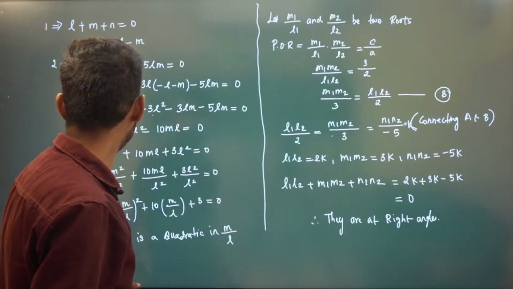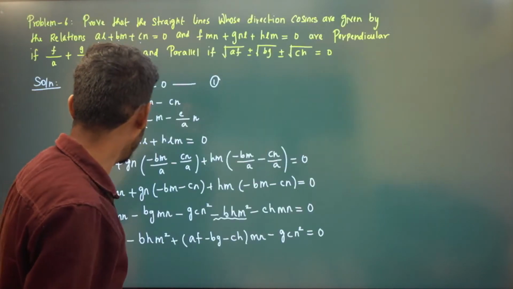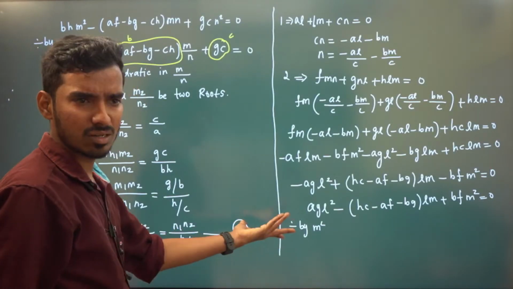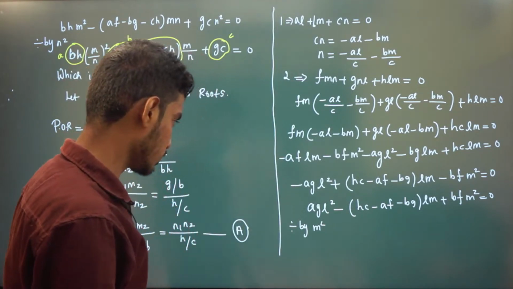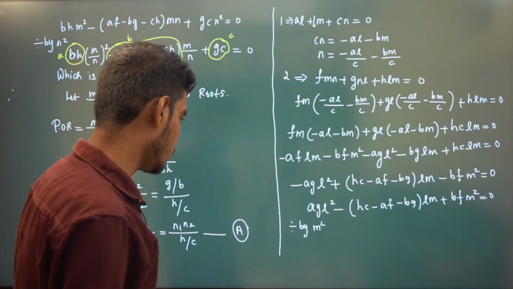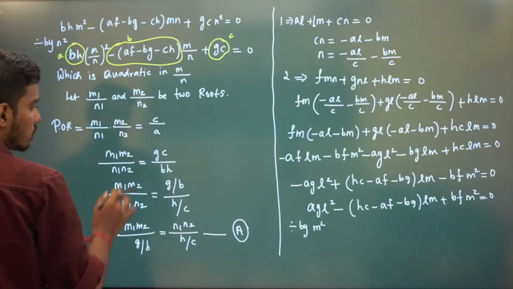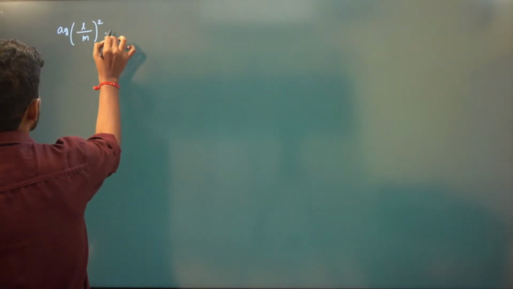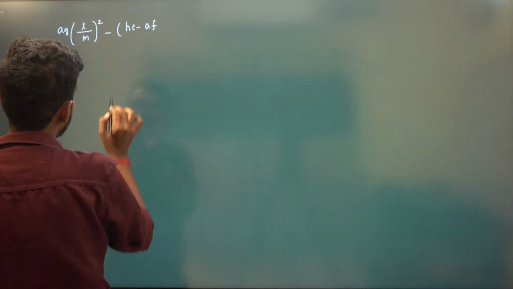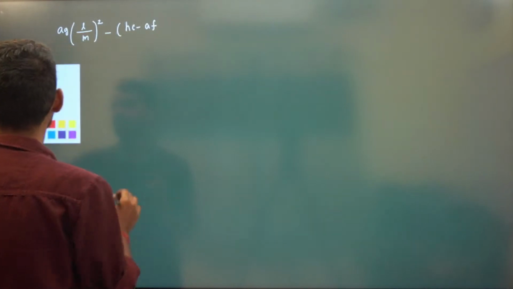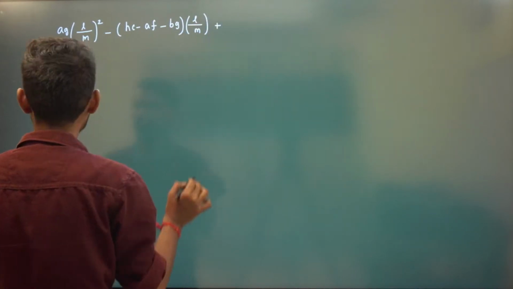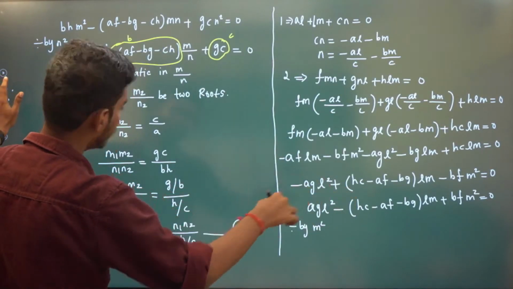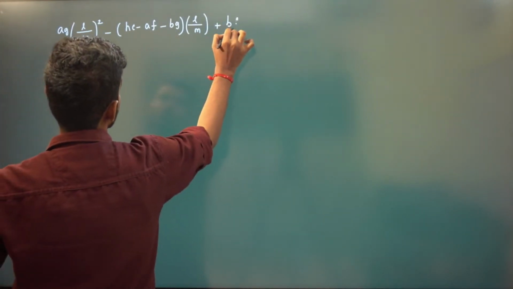Here, what we did in the previous problem, we did by L square only. But here we are doing by M square. Not a problem, right? We can do by L square also. So if we divide by M square, we will have AG L by M whole square minus HC minus AF minus BG into L by M plus BF divided by M square, is equal to 0.